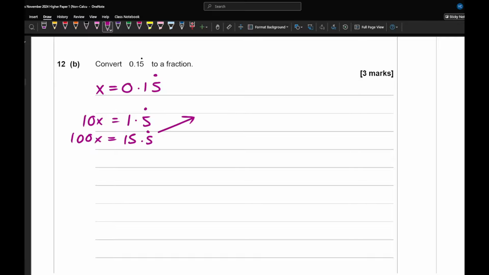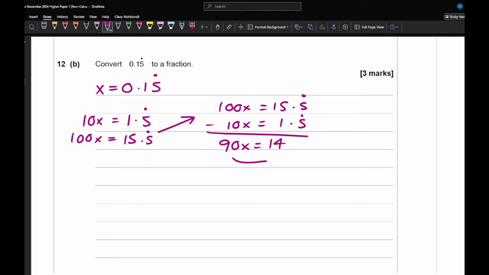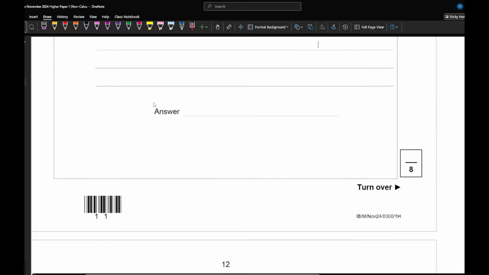Now using those 2 lines, I get 100x equals 15.5 recurring, and 10x equals 1.5 recurring, and if I take the 2 equations away from each other, I end up with 90x equals 14. I then take the 90 over, so I get x equals 14 over 90, which simplifies to give me 7 over 45, and there is my answer.